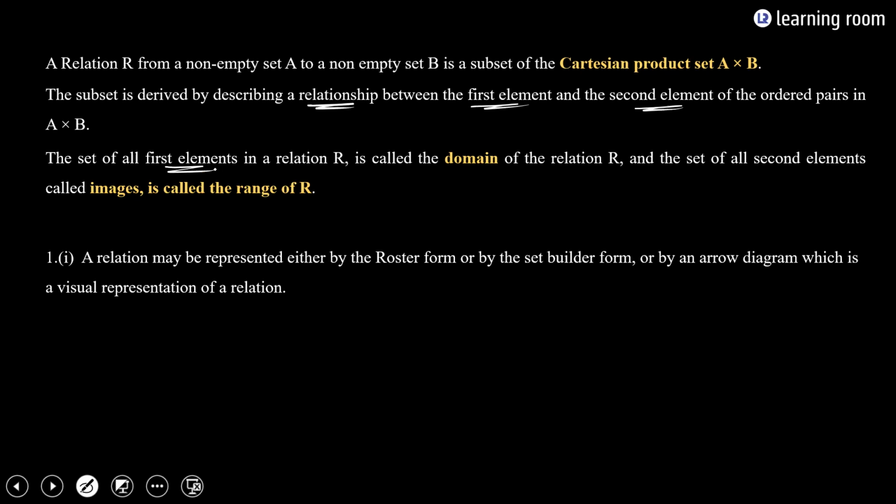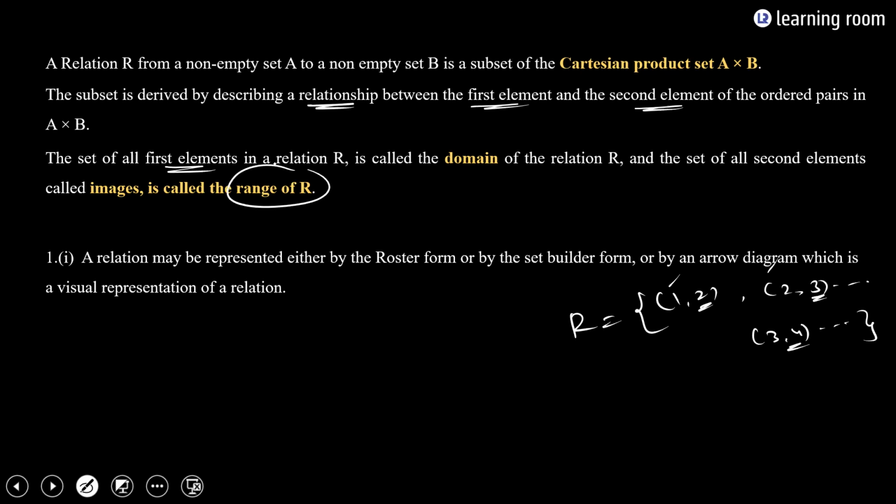So if I write a relation R as something like this, 1, 2, 2, 3, 3, 4, and so on. Okay. So what does the first element represent? The set of the first elements represents the domain, and the set of second elements, which we call images, right? So second elements are given a name called images, and that set is given a name called range, right? I hope this is clear.